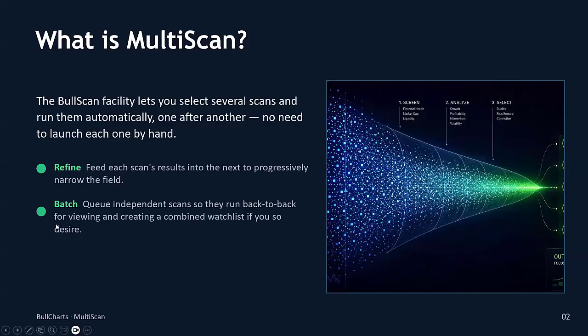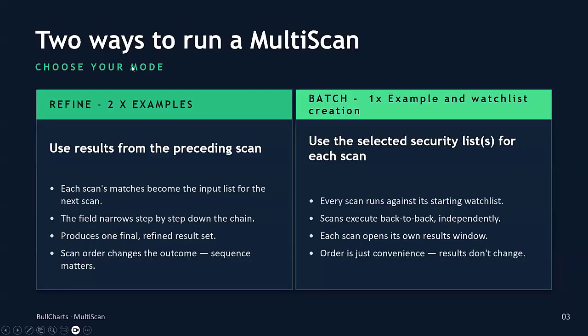And then the beauty about this, which is also a great feature, once they run, you can actually run a combined watch list if you so desire. I'm using that feature more and more. I suppose I started using it about 3 months ago. So 2 ways to run the multi-scan, refine and batch, by my category identification. And as I said, I'll run 2 examples of that tonight. I'll run 1 example and create a watch list off this batching.